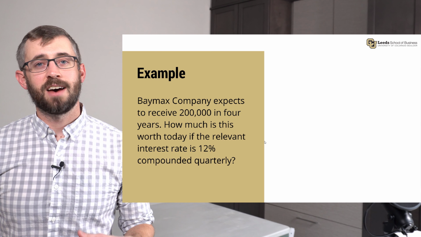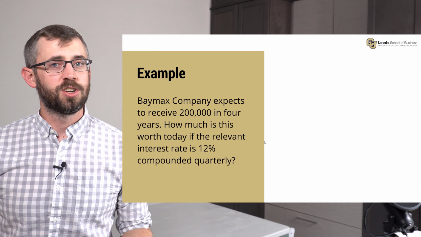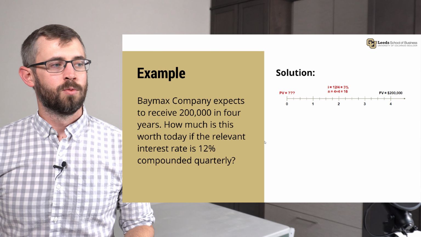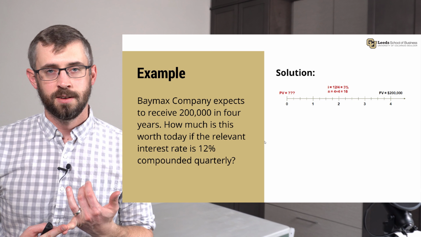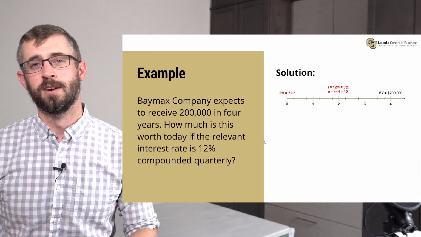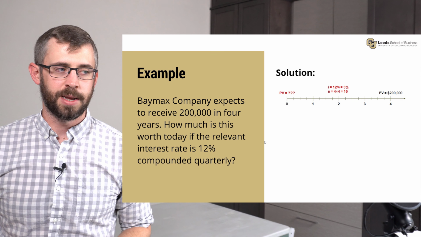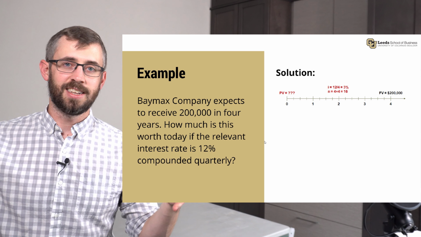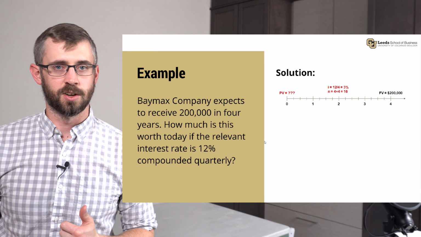So let's say we have Baymax Company and they expect to receive $200,000 in 4 years. We want to say, how much is this worth today if the relevant interest rate is 12% compounded quarterly? Well, what we're going to do is first adjust for the compounding. So we have to adjust our interest rate because they have 4 periods per year. So we're going to take the 12% and divide it by 4 quarters per year. So we've got an interest rate of 3% per quarter. And we're going to adjust our n as well, our number of periods. So instead of 4 years, we have 4 quarters per year. And so we really have 16 quarters across this period. So we're going to work with an interest rate of 3% per quarter and 16 quarters.